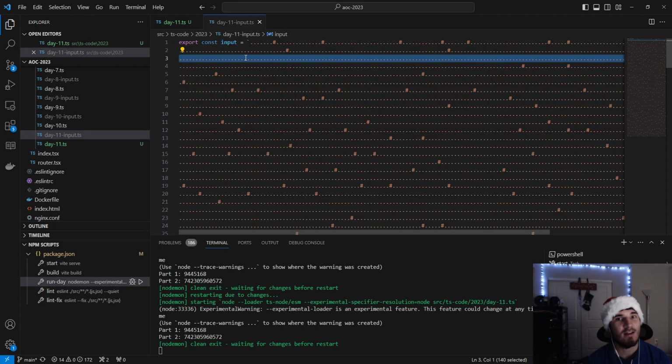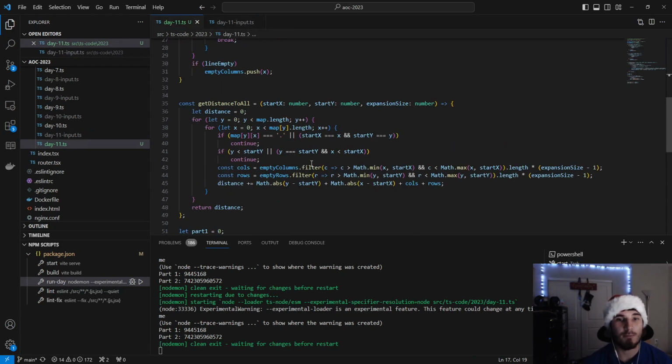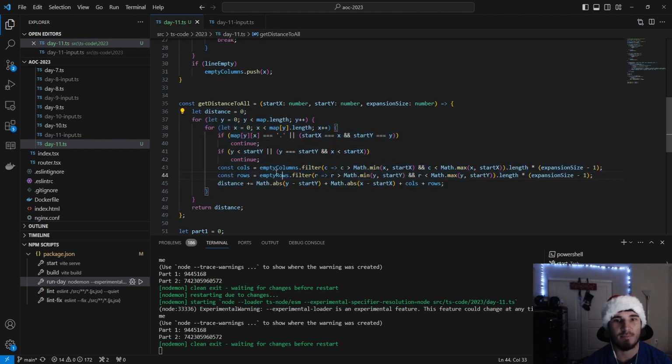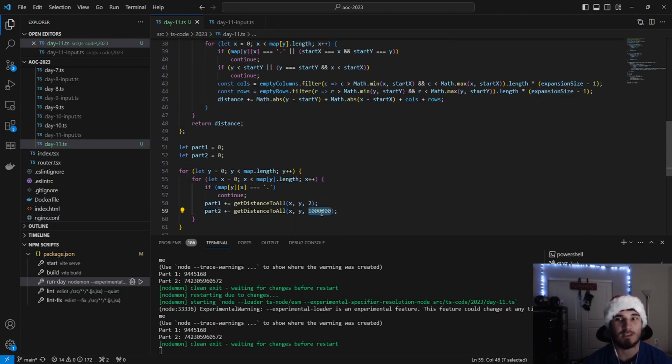For part 1, each empty line or column becomes 2 empty lines or columns after expansion, and part 2 becomes 1 million empty lines or columns. Doesn't matter, we can deal with that in the same way for both of them, which is simply to, when we go to calculate distances, which I feel like everyone should be able to calculate distances between 2 points. In this case, it's Manhattan distance, which is easy. We simply find all the columns and rows that are between the 2 points that are empty, and we multiply by the expansion size. So part 1, the expansion size is 2, part 2, the expansion size is 1 million.